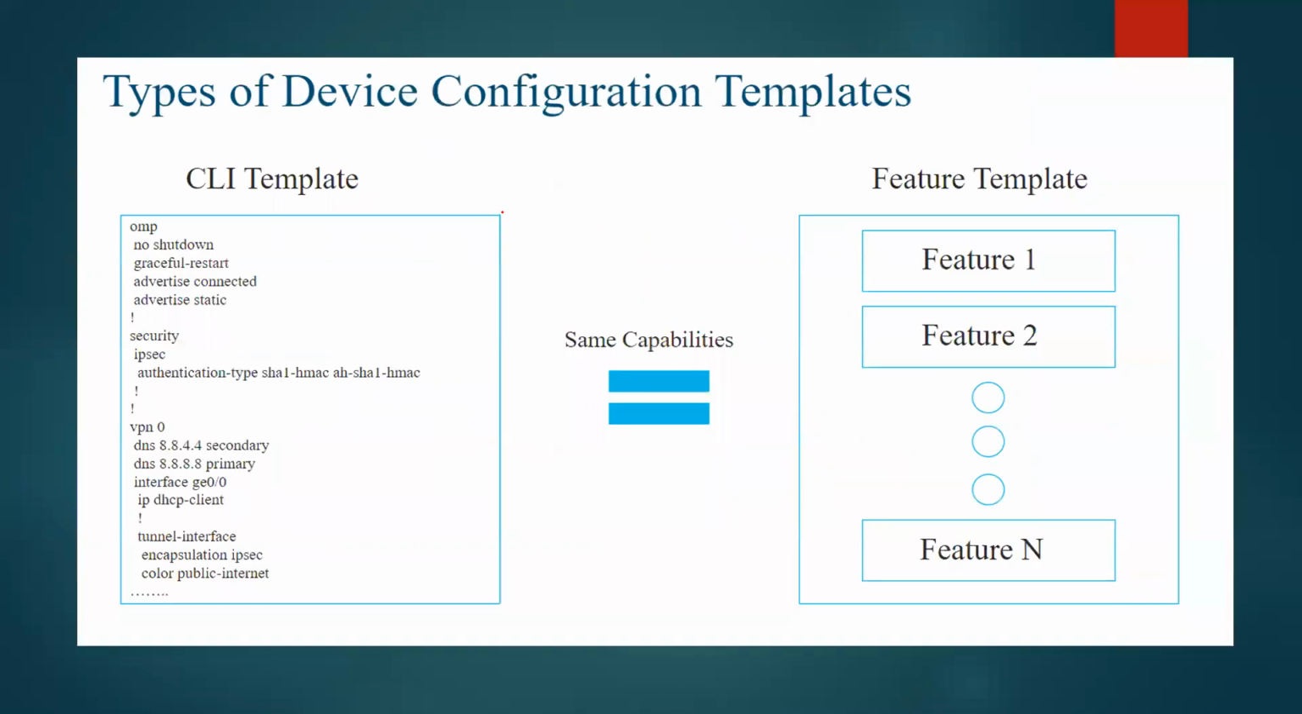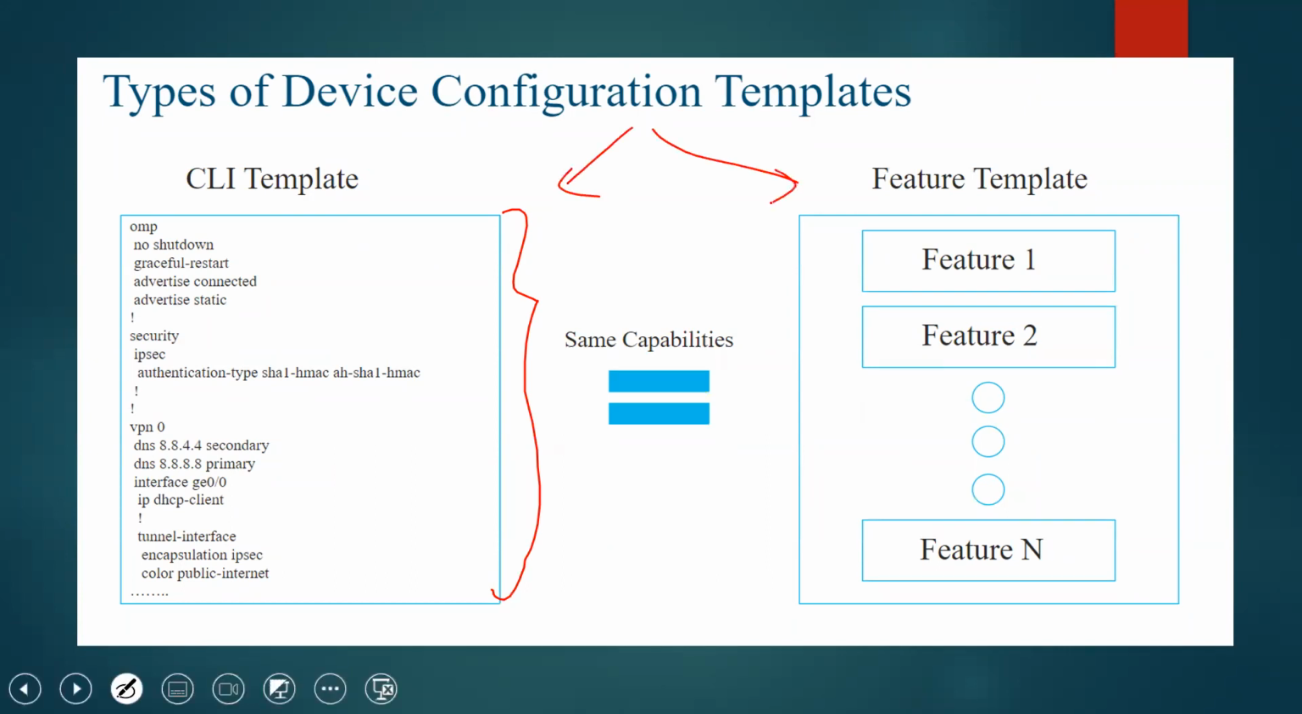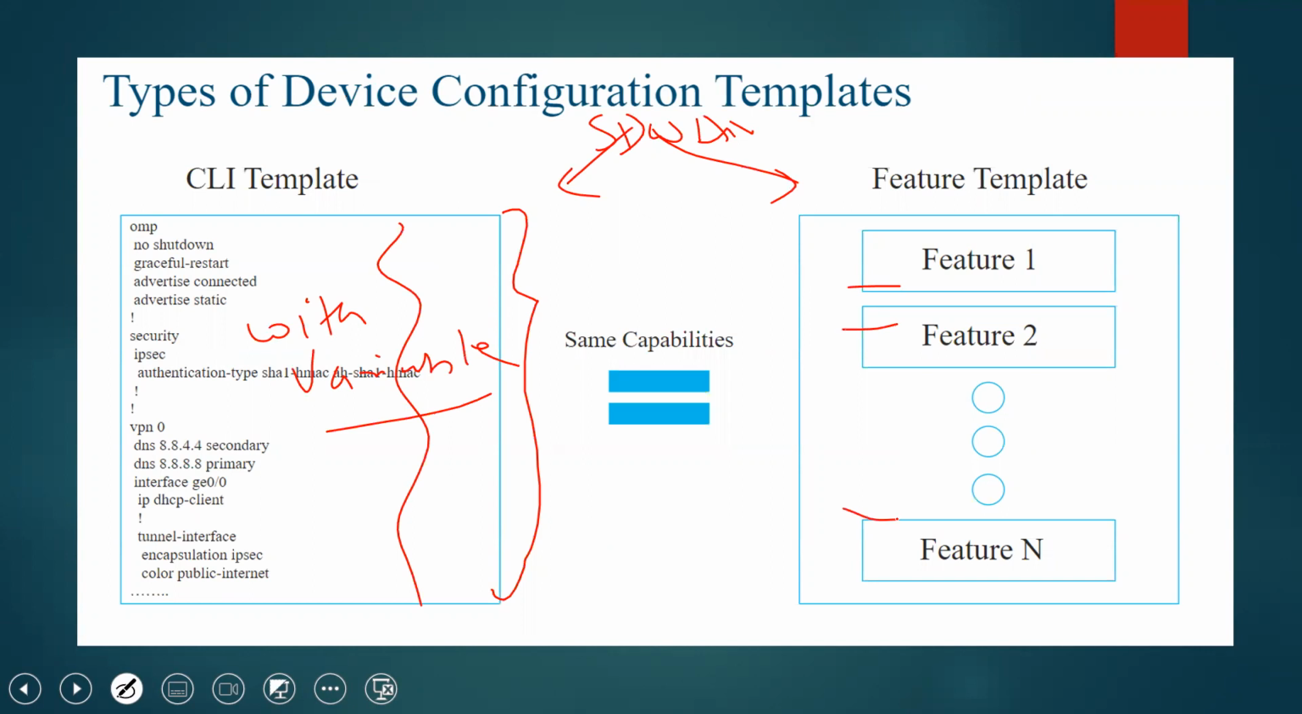But what I was telling is that even in vManage itself, you can go and create two types of template. This is for SD-WAN. You can go and create a CLI template with variables. You can create variables as well. Later on in the lab, I will show you that. And then you can go and define different features and club those features inside the device feature template, and you can create that as well.